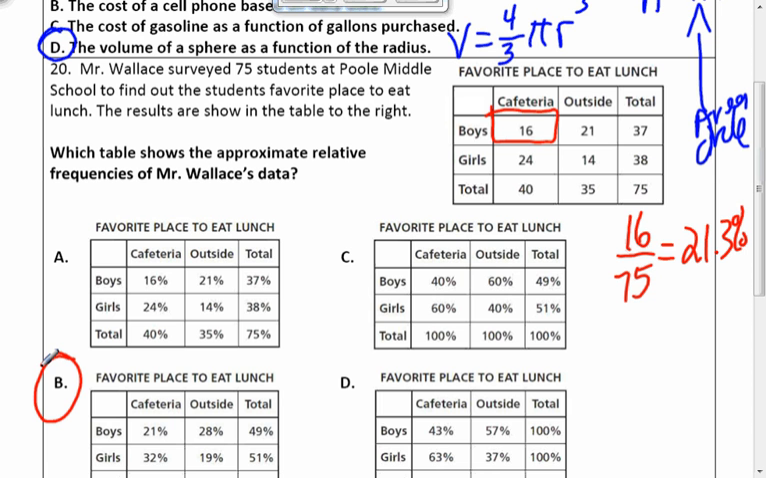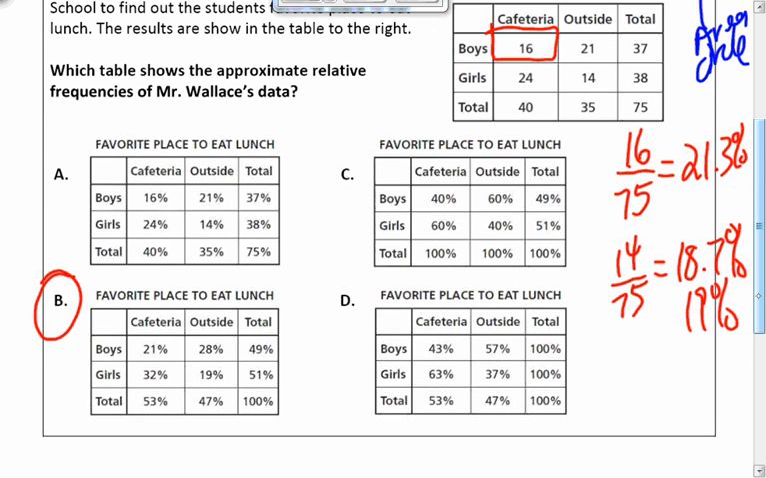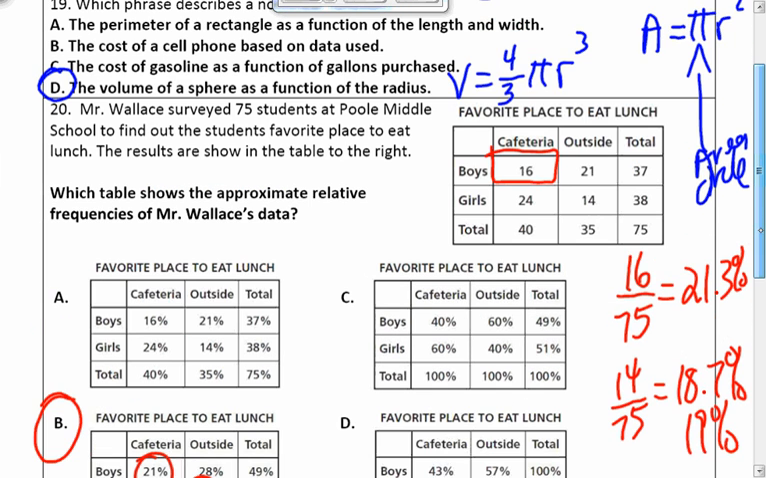Let's look at girls who like to eat outside. 14 of them, 75 total students. That's around 18.7%. So it'll be 19% in our tables. And again, the only one that has that 19% there is choice B. So just try a few of the numbers until only one of the tables makes sense.